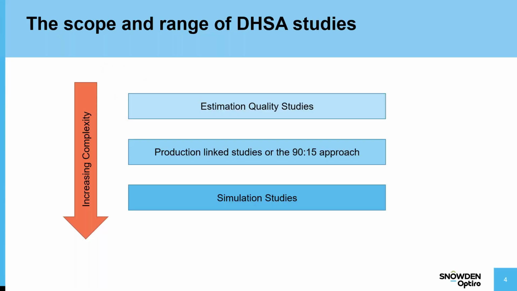So there are three main types of drill hole spacing analysis, and they increase in complexity as we go along. Estimation quality studies are a simple analysis of kriging efficiency or slope of regression for different simulated drill spacings. Production-linked studies, or the 90-15 approach, utilise assumptions regarding production scales and can consider risk with the application of error margins and confidence intervals. And simulation methods can quantify uncertainty of estimates, providing probability distributions and considering local variability and support effects.